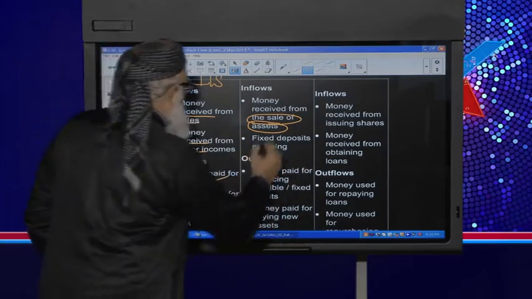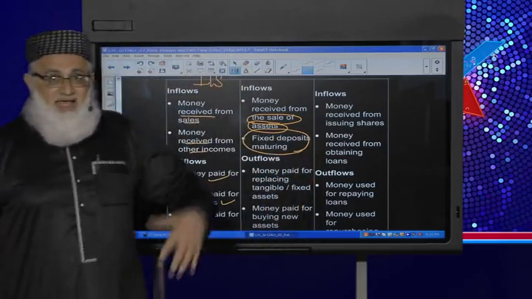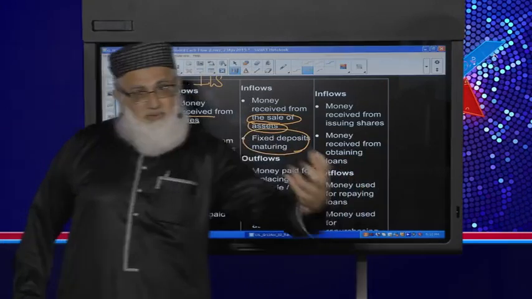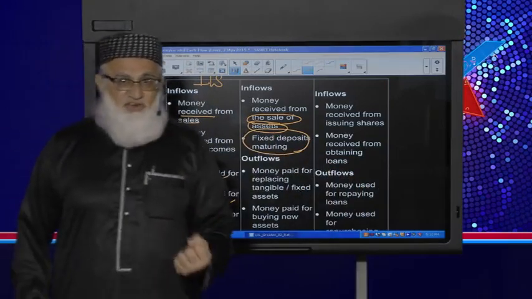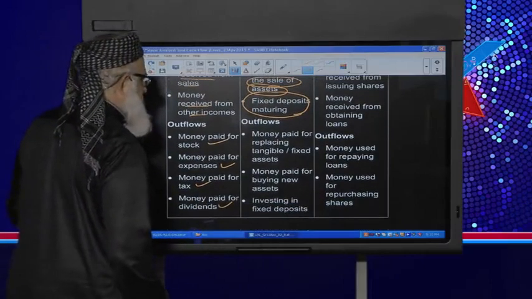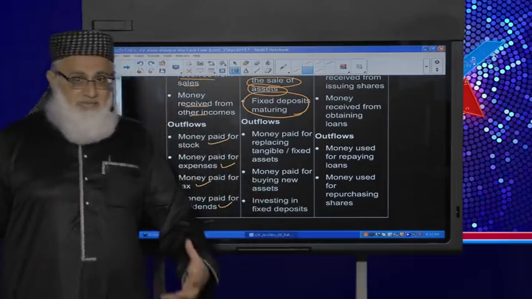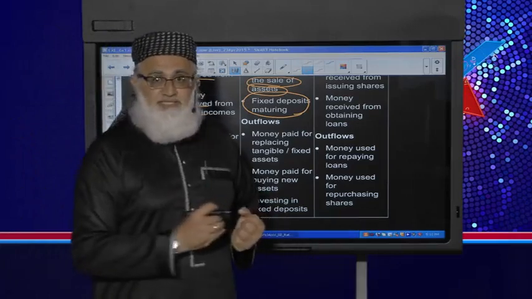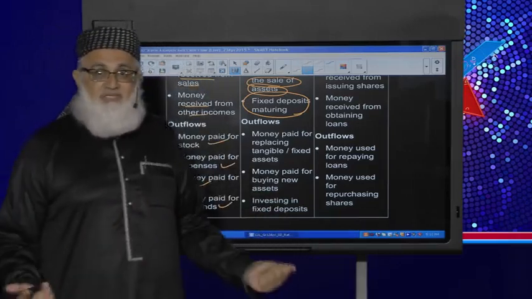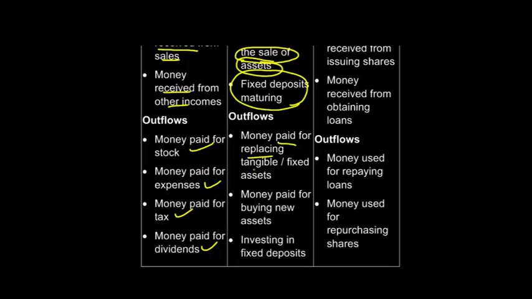Okay, then with regards to inflows, if a fixed deposit matures, certainly the investment has matured, the money is coming back into our bank account, an inflow of funds. Right, when it comes to the outflows, where's our emphasis? Watch. When you purchase more tangible assets, it means that there is an outflow of funds. Why? You're buying. The bank account is decreasing. So definitely money that is paid for replacing our tangible or our fixed assets. Watch. When you buy new assets, same story.